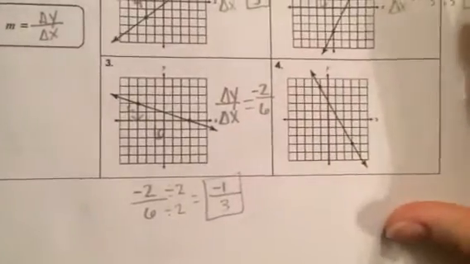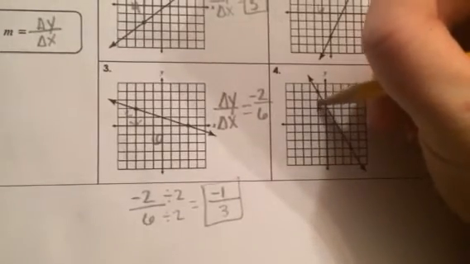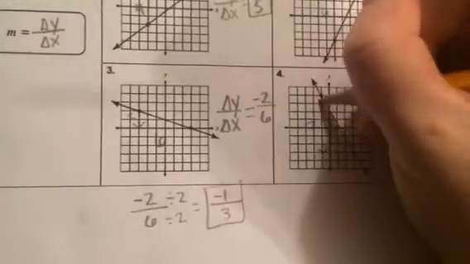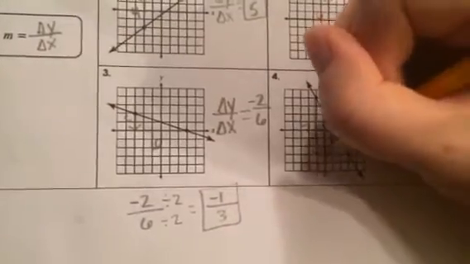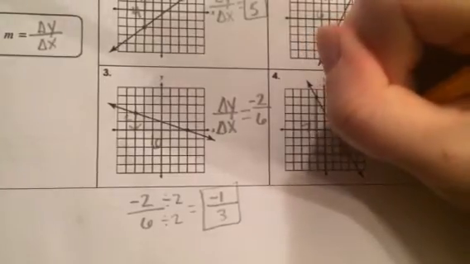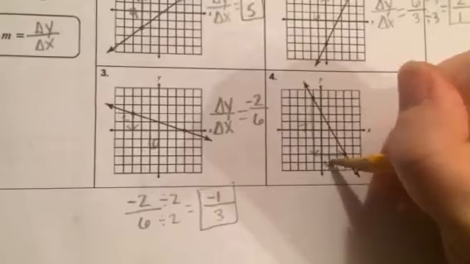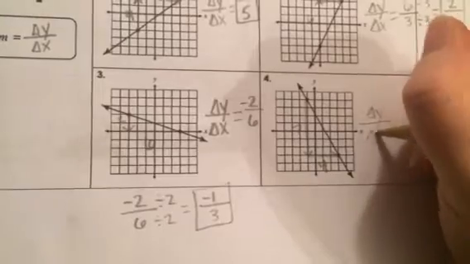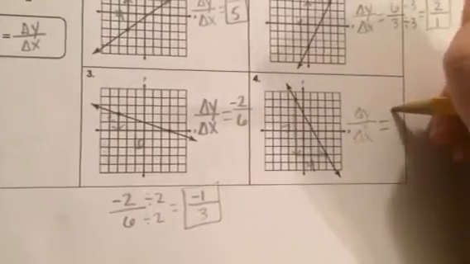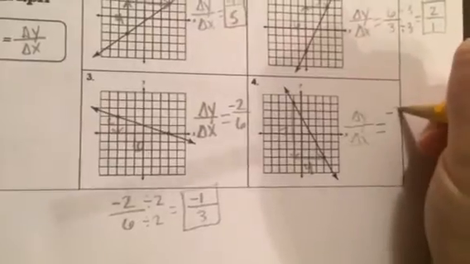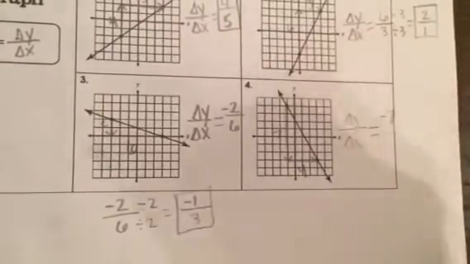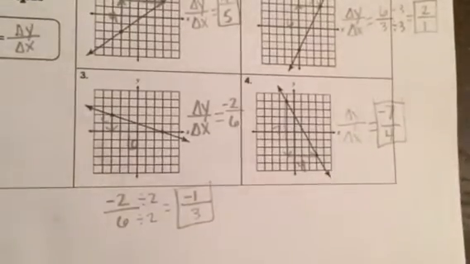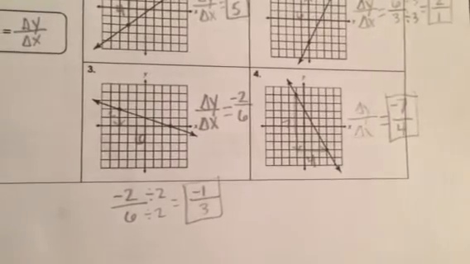And then finally we'll look at number 4. So this one I have to go down 1, 2, 3, 4, 5, 6, 7. And I go to the right 1, 2, 3, 4. So my change in y over change in x is going to be negative 7 over 4. And negative 7 over 4 is already in simplest form, so we don't have to simplify it.